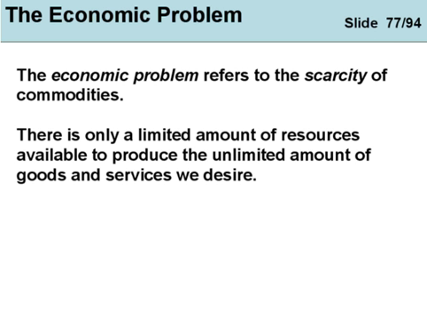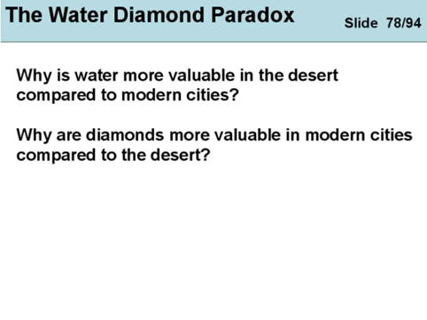If you're given a choice in the desert, let's say you've been in the desert for a week and you haven't had a drink, somebody gives you a choice between a glass of water or a big diamond. The chances are you'll take the water. Well, why are diamonds more valuable in modern cities compared to the desert? Well, here, the chances are you would want the diamond.